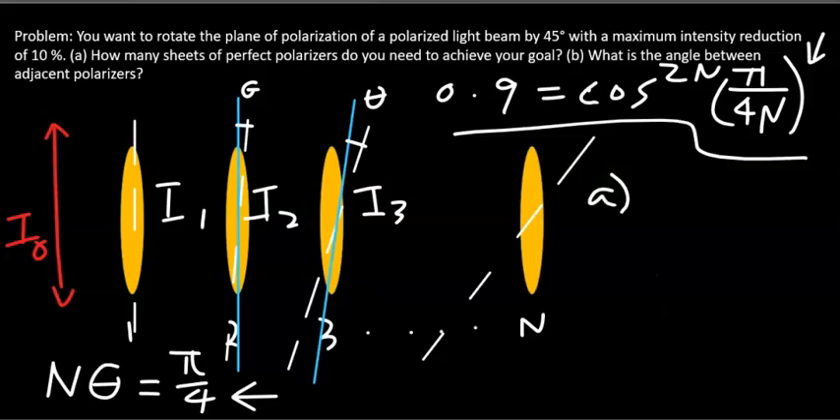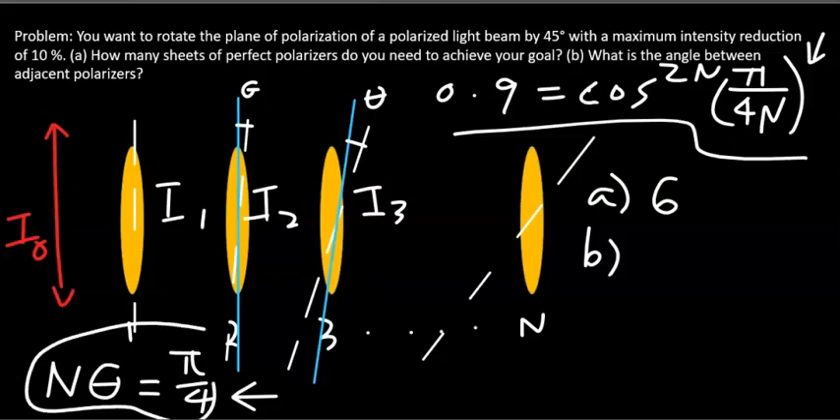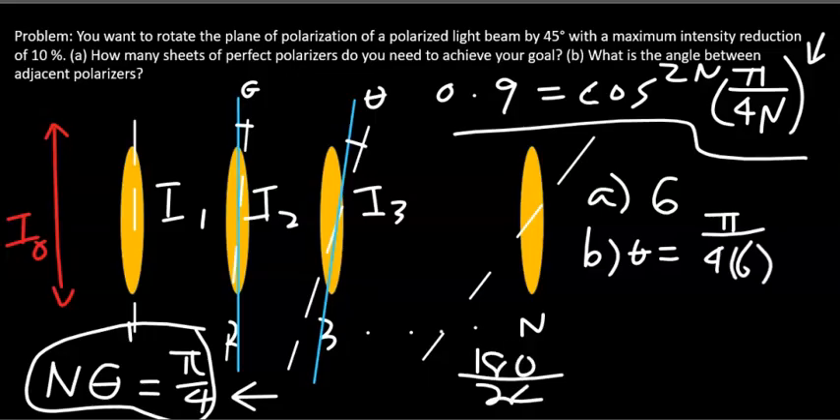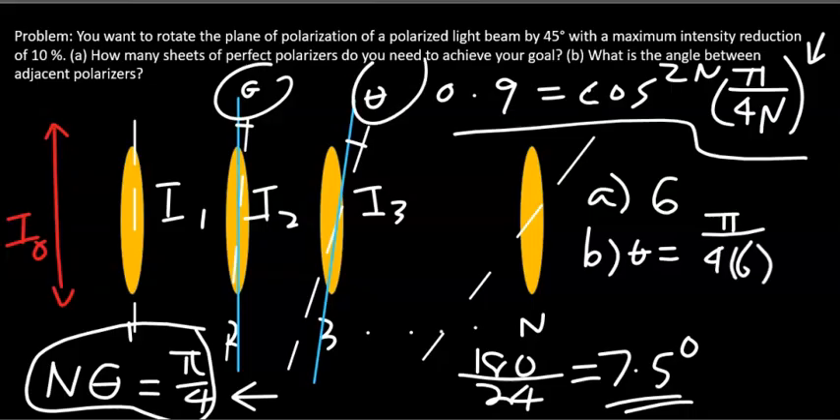So that means we need 6 sheets of perfect polarizers to achieve our goal. And the angle in between successive polarizers can be determined from that equation. So n now is 6, so theta is pi over 4 times 6. Remember, in degrees, pi is 180 degrees. So theta is 180 divided by 24, and that's going to give you 7.5 degrees. And that is what theta should be. And that solves the problem.